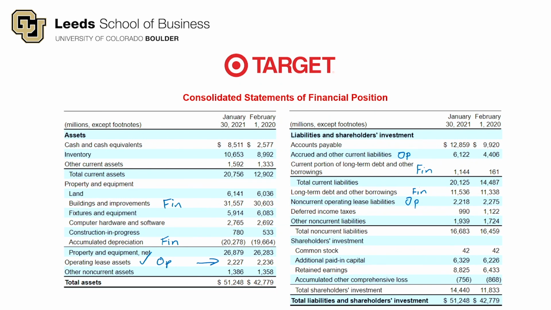And for whatever reason, Target decides to be a little bit fancy, and rather than just calling it a balance sheet, they call it their statement of financial position. But this is really their balance sheet.